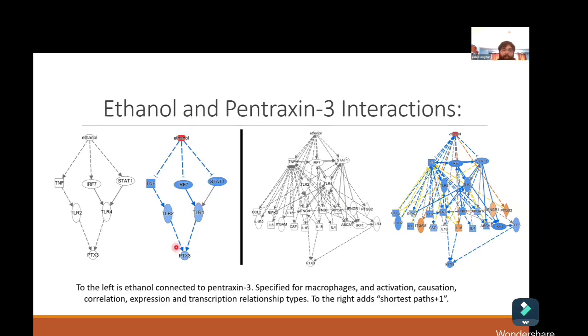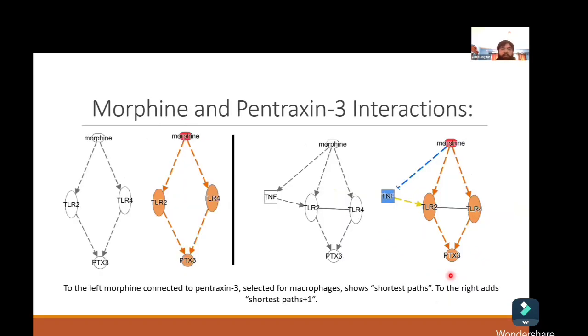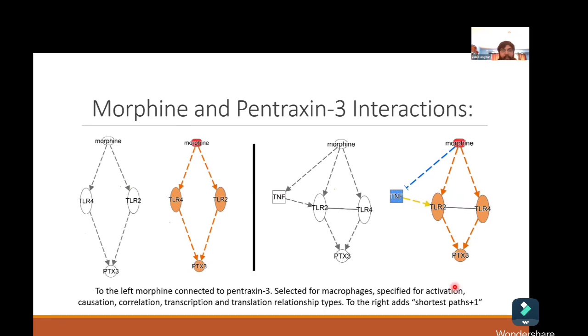So in both cases, when you look at shortest paths, we see here, the blue color right here, that it leads to predicted inhibition of pentraxin 3. And when we added shortest paths plus 1, we found that there was also predicted inhibition of pentraxin 3. For morphine, we found that in the shortest paths, there was predicted activation of pentraxin 3. And likewise, with shortest paths plus 1, there was also predicted activation of pentraxin 3. When looking at our specified relationship types, activation, causation, etc., in the shortest paths, we found that there was predicted activation of pentraxin 3. And with shortest paths plus 1, the additional intermediary node, same thing, predicted activation.